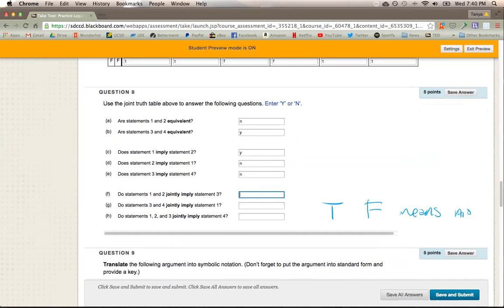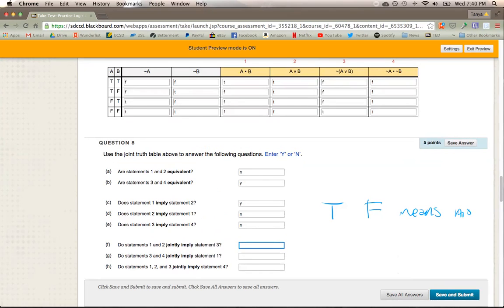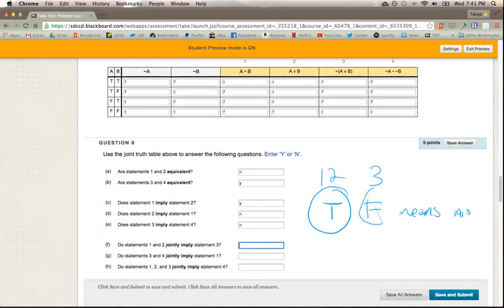Okay, do statements one and two jointly imply statement three? We're still talking about exactly the same concept. We're just looking at more than one column now. Now the T case is one and two. A TF case will be one and two are both true, but three is F. Is there any row where one and two are both true, but three is F? The first row is such a case. True, true, F. So one and two don't imply three.